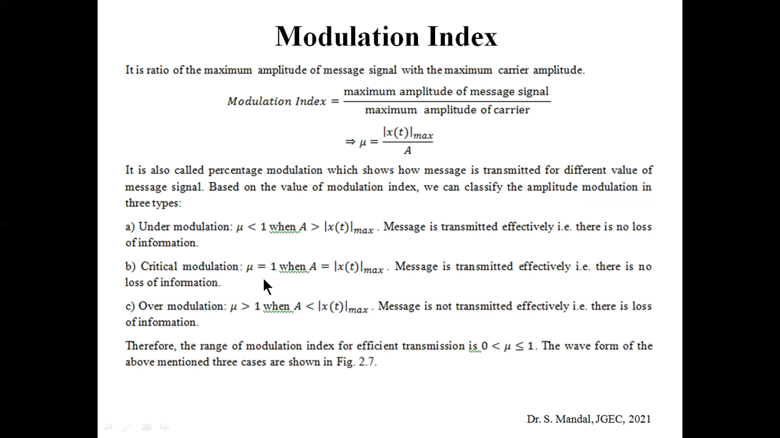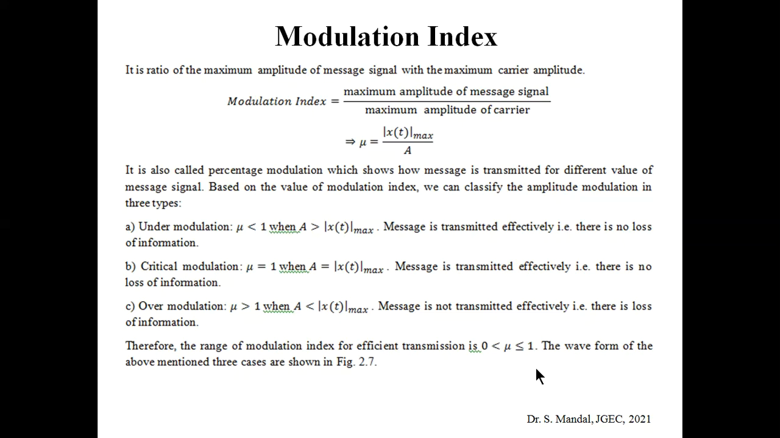Okay. So we should consider proper modulation as under modulation and critical modulation. For effective transmission, the range of modulation index will be from 0. If mu equals 0, that denotes there is no modulation, so that is not possible. So the value of mu is greater than 0 but less than or equal to 1. That means critical modulation is allowed, no modulation is not allowed, and under modulation is also allowed. So the value of mu will remain between 0 and 1, but if mu is greater than 1, that is not expected, and in that scenario information will be lost.